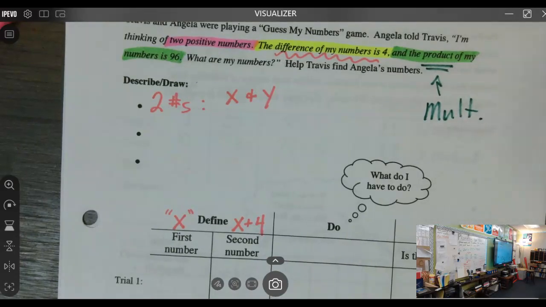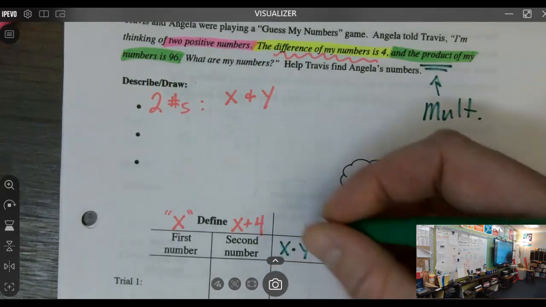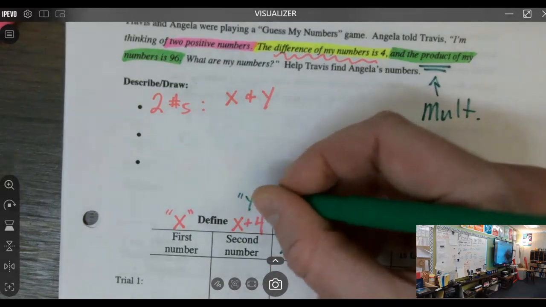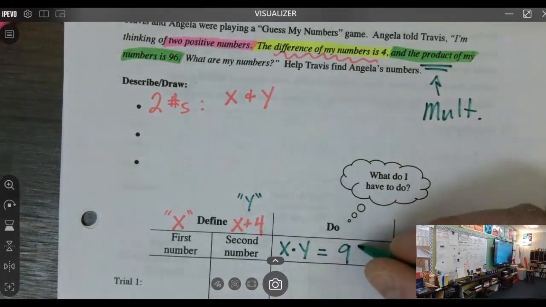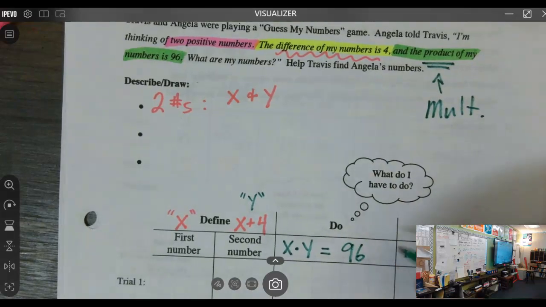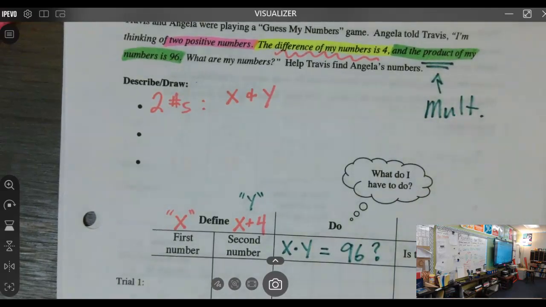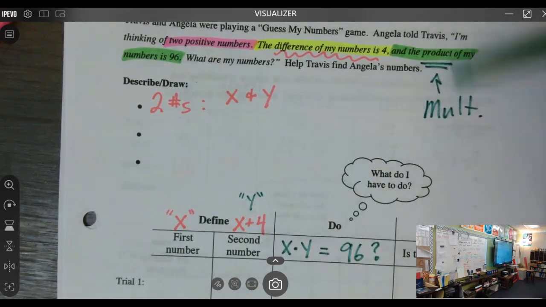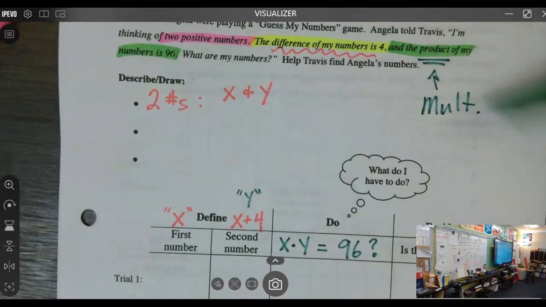I should see some pencils moving. So they're saying x times y, right? We called this y, but we know it's x plus 4, equals 96. Like the word product, when we produce numbers, it's multiplication. You should make this note on your paper, since that is confusing you. Product is multiplication.